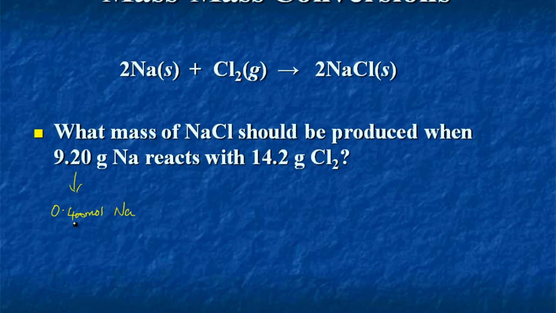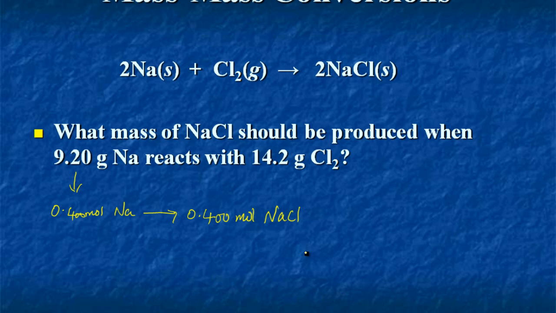So if you have 0.4 moles of sodium, it will produce how many moles of sodium chloride? 0.4 moles, right? It's 1 to 1. So you will have 0.4 moles of sodium chloride produced. Is the question asking how many moles of sodium chloride will be produced? It's asking how many grams of sodium chloride. So what do you need to do now? Convert the moles to grams using the molar mass of NaCl. So what is the molar mass of NaCl?